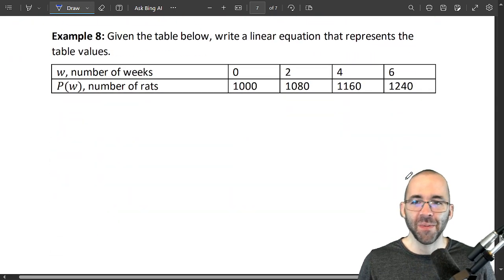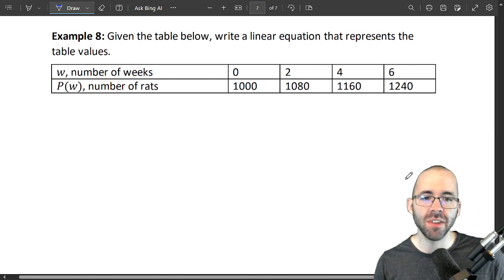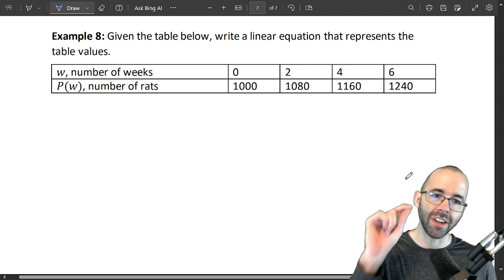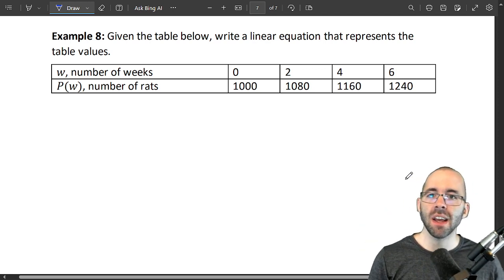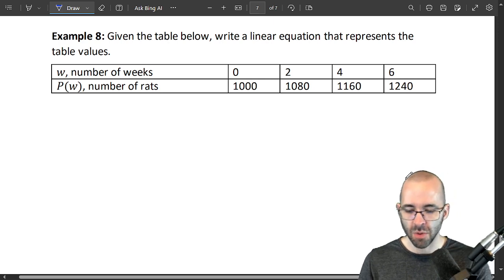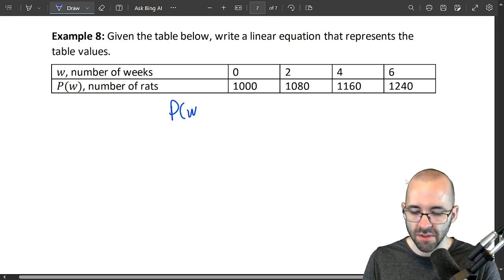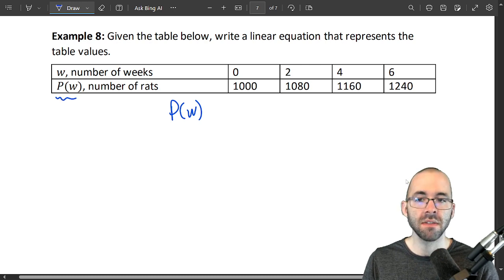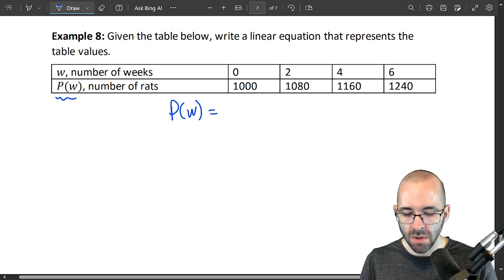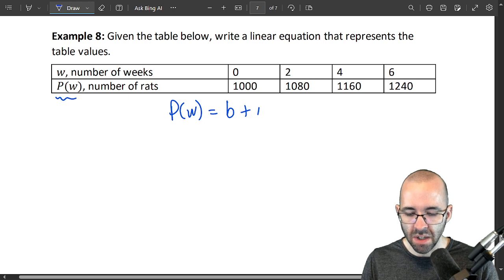Let's do one more example. Look at this table below. We haven't done much with tables in this section, but I did mention you could. So let's look at this table below. Write a linear equation that represents the table values. Remember, a linear equation is going to be P of W. That's our function. Our output is P. P is a function of W, so we write it as P of W is equal to some starting value plus some slope times our variable.